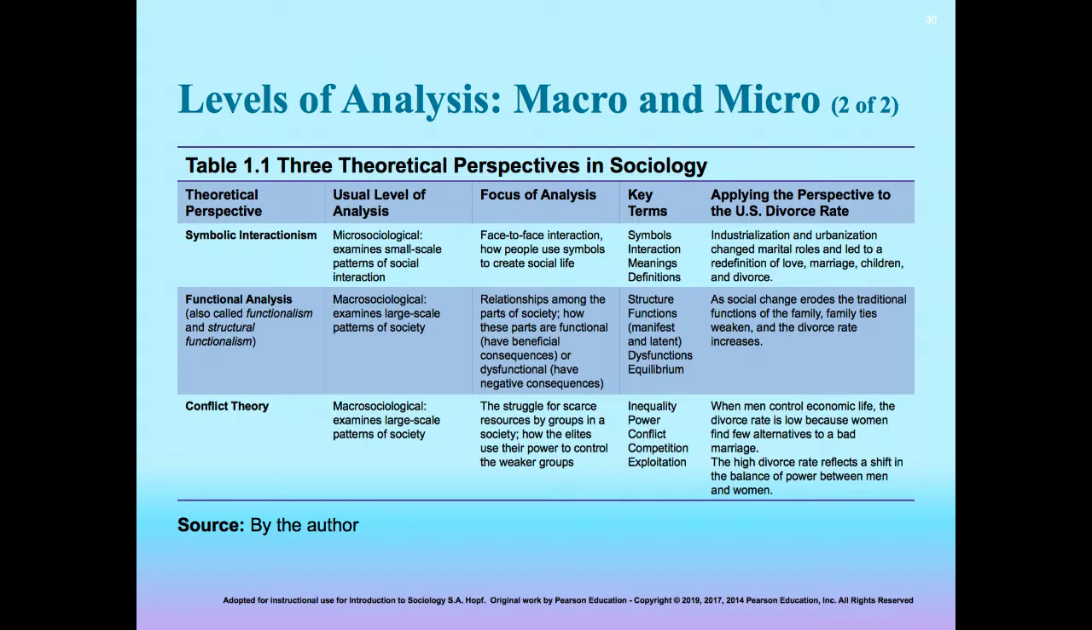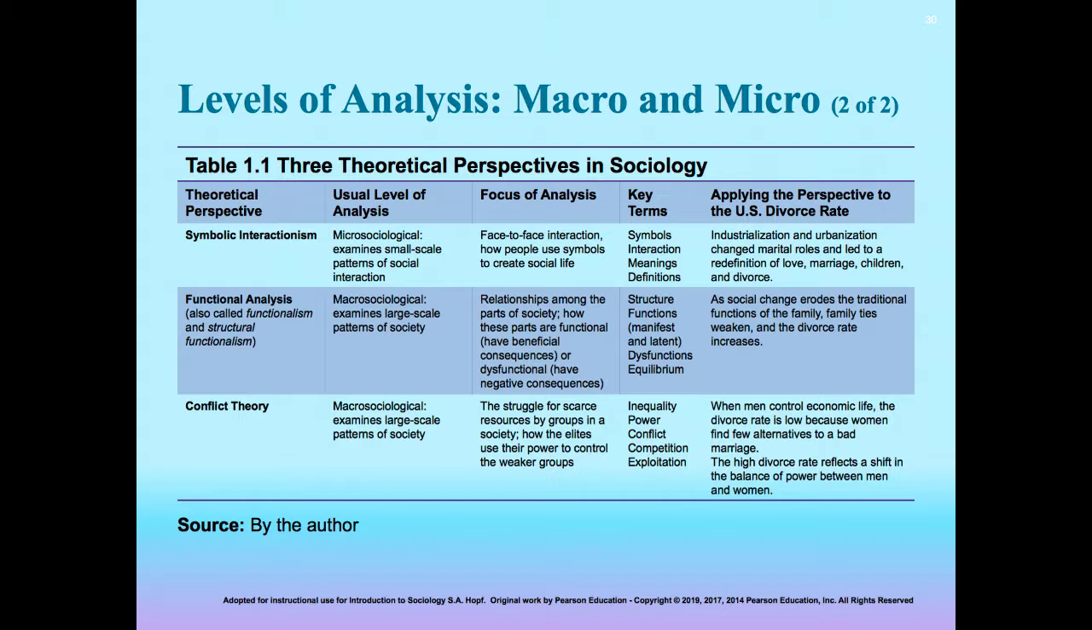It's important to understand the difference between the macro and the micro levels too. Functionalists and conflict theorists focus on the macro level. That is, they examine large-scale patterns of society. In contrast, symbolic interactionists usually focus on the micro level, on social interaction, what people do when they're in one another's presence.